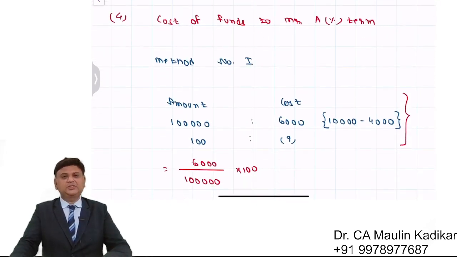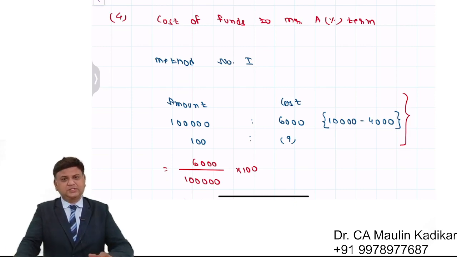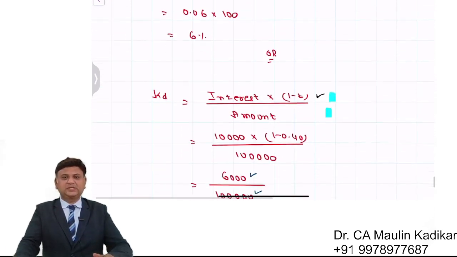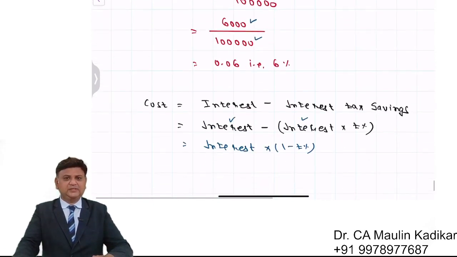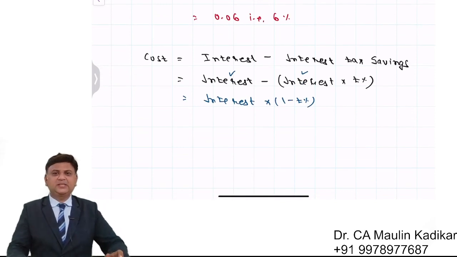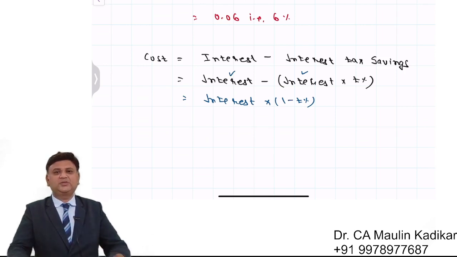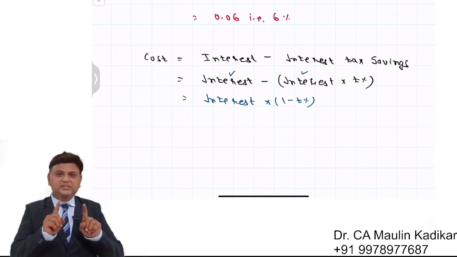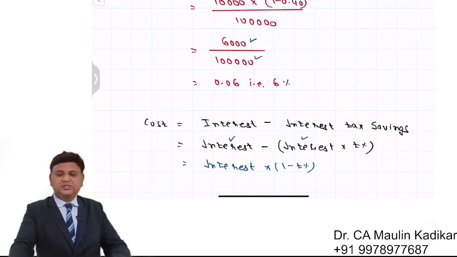Next is calculation of the cost of funds in percentage terms to Mr. A. Again, it is an important question. For using 1 lakh rupees in the business, you incur a cost of 6,000. So for every 100 rupees, how much is it? You calculate that. That is the cost of debt financing. Regarding the cost, the formula is derived as interest minus interest tax saving, that is interest into tax rate. Interest is taken common, and in brackets it is 1 minus tax rate. This is what we do.